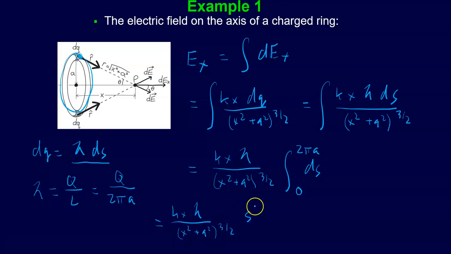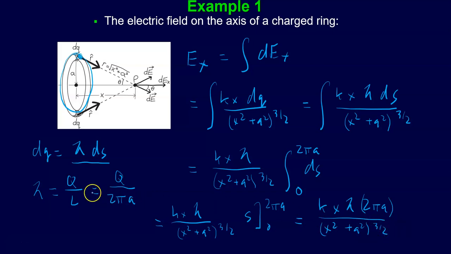And so it's just going to be s evaluated from 0 to 2 pi a. And so when I'm all said and done, I'm going to have kx lambda 2 pi a all over x squared plus a squared to the 3/2 power. And of course, you can see from over here, if I just invert this equation, the total q of my ring is just going to be lambda times 2 pi a. And so basically over here can give me a q.